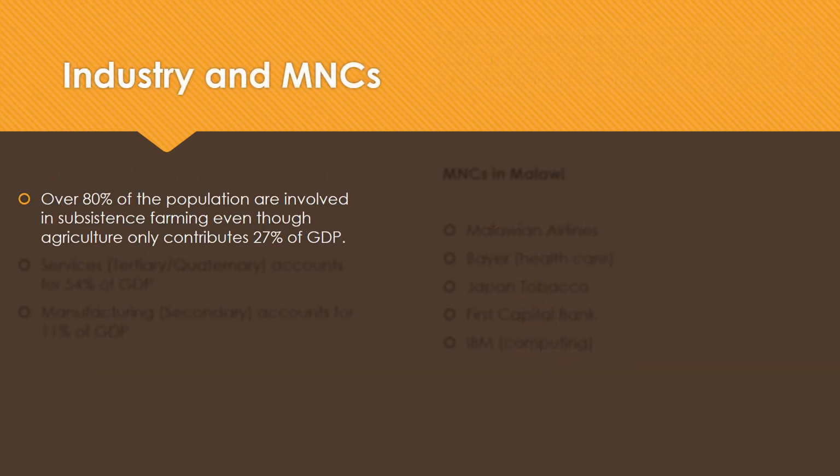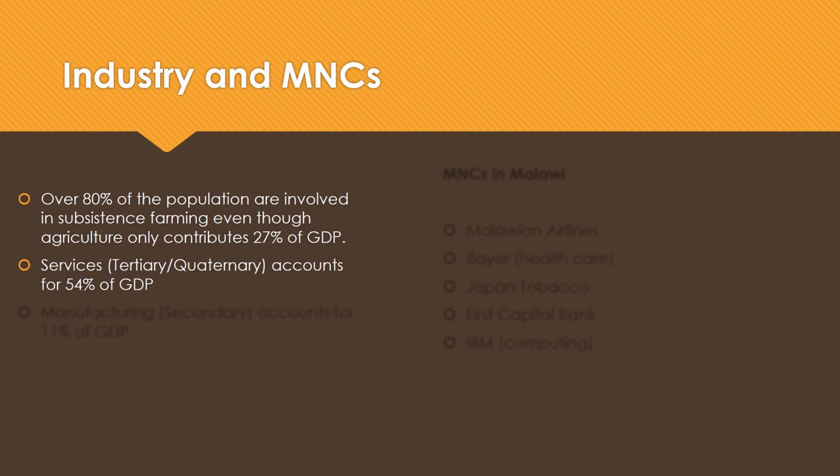So looking at industry and multinationals then, over 80% of the population in Malawi are involved in subsistence farming, but that only accounts for 27% of what we call GDP. So that's how much a country makes throughout a year. So we've got a lot of people in the country working in farming, but actually they're not making too much money from it. It's just over a quarter of all the money that the government make comes from what 80% of the people that live there do. So that's not great, and that's not helping the development of the country.